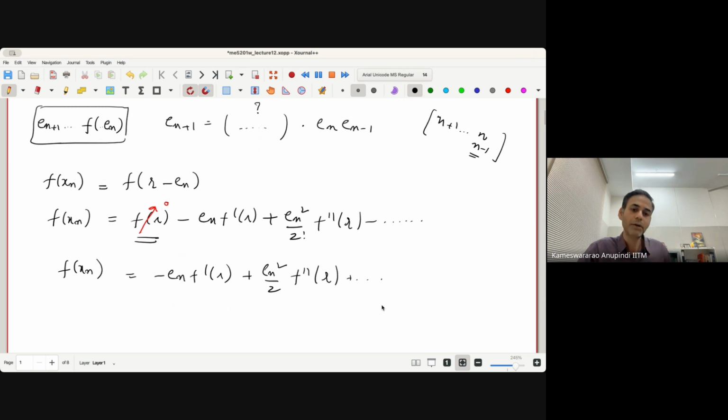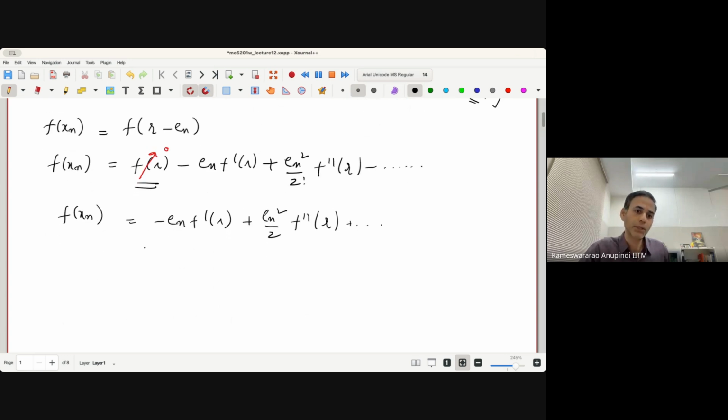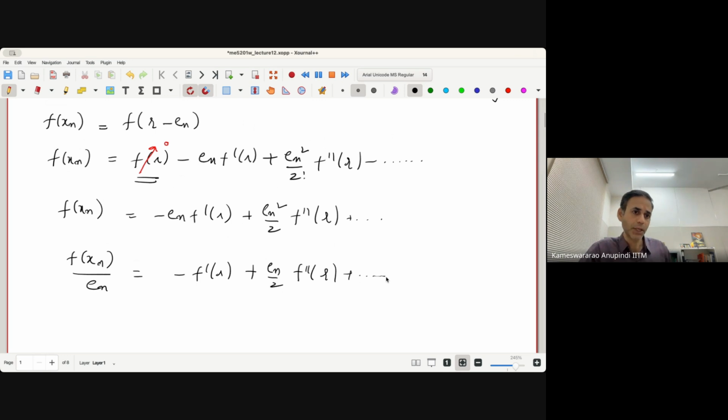Okay, I have obtained this, but what we want is f of x_n by E_n. So I'm going to divide this entire equation by E_n. This is going to be f of x_n divided by E_n equals minus f prime r plus E_n by 2 f double prime r, and so on. Okay, that's what I have got. Now, of course, I can repeat the same process, whatever I have done with f of x_n, considering f of x_{n-1}. I can also write this as f of r minus E_{n-1} and expand this in Taylor series.